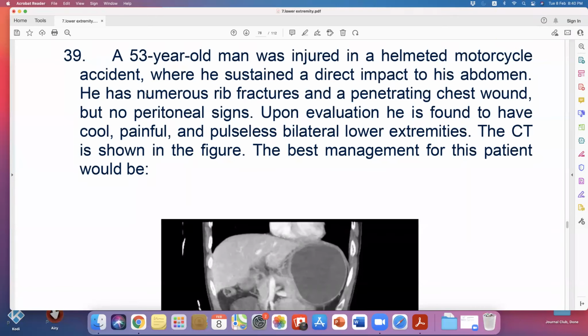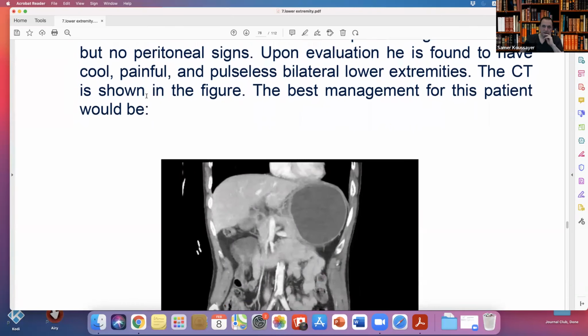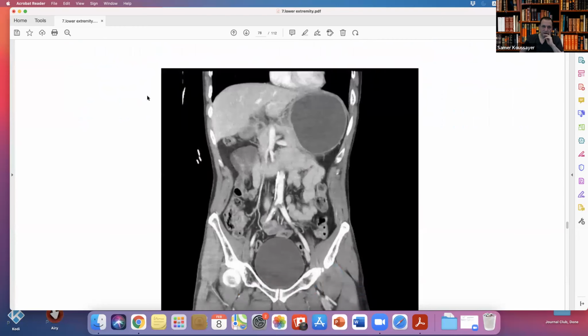A 53-year-old man was injured in a helmeted motorcycle accident where he sustained a direct impact to his abdomen. He has numerous rib fractures and a penetrating chest wound, but no peritoneal signs. Upon evaluation, he is found to have cool, painful, and pulseless bilateral lower extremities. The CT is shown in the figure. The best management for this patient is... Okay, let's see the figures. Here are the figures. So what do you see?